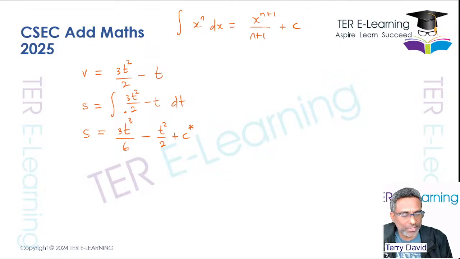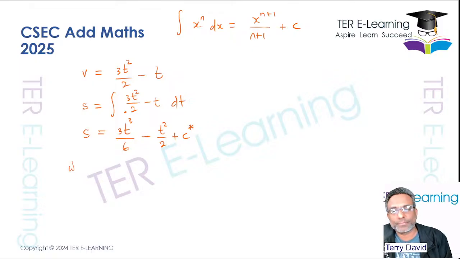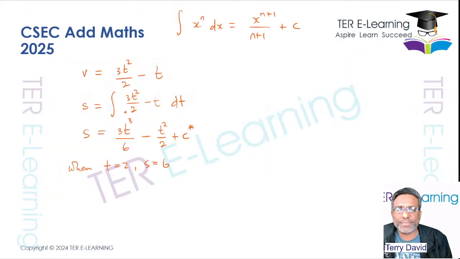So you need to figure out the constant, and usually they will give us information that will help us do that. So they said your displacement is 6 when t is equal to 2, right? So when t is equal to 2, your displacement is equal to 6. That's what I said, right? So we're going to use that information to figure out our c.